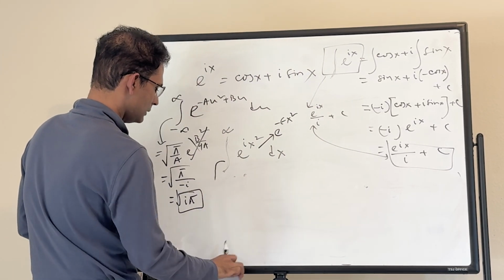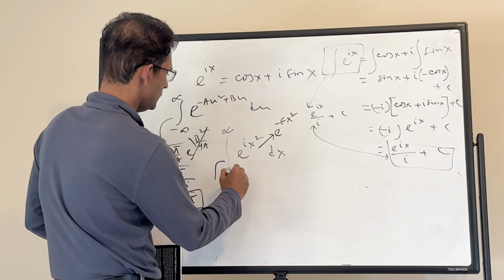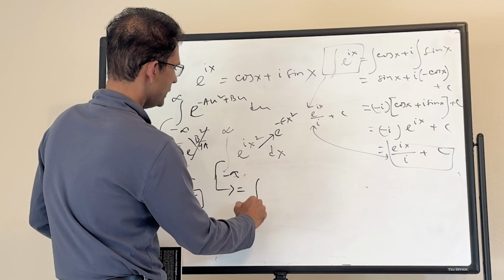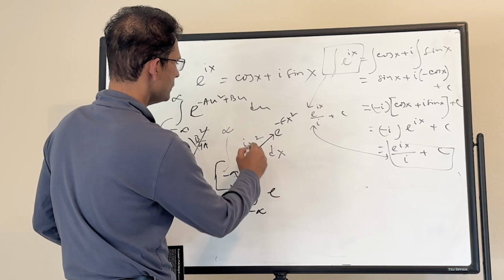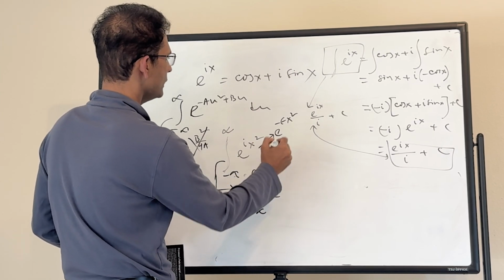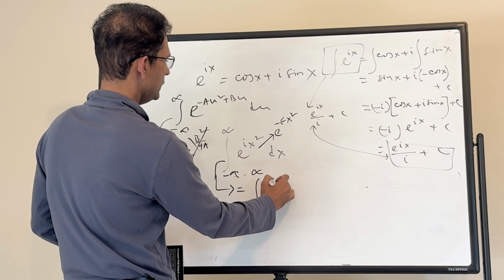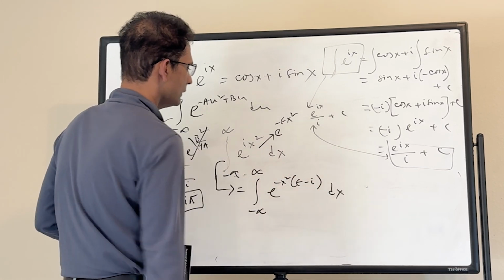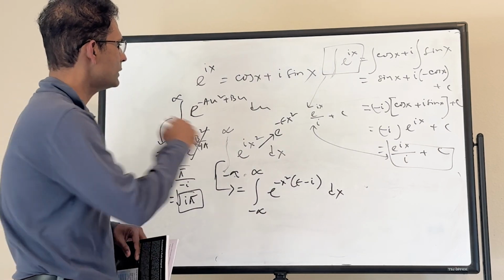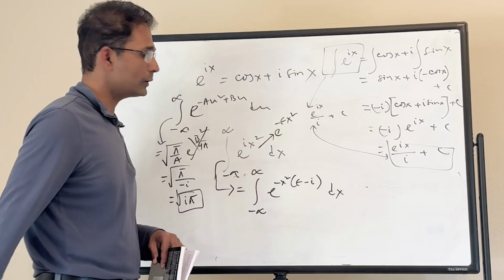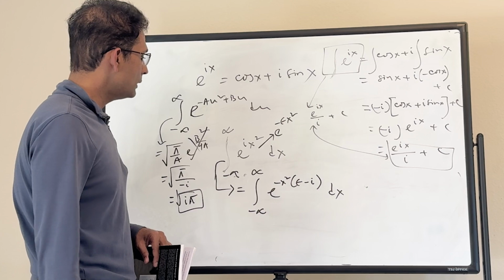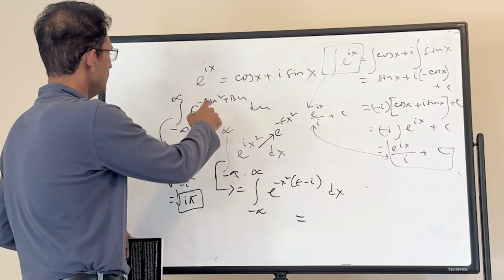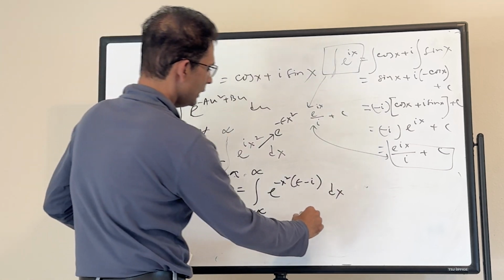So I'll write this: the integral from minus infinity to plus infinity of e to the minus x squared times epsilon minus i, dx. Now you have this exponentially decaying function, and this converges. So for this one, I can use this formula, the one that I wrote here. And what should I get?